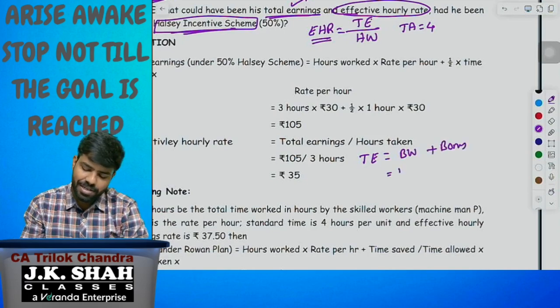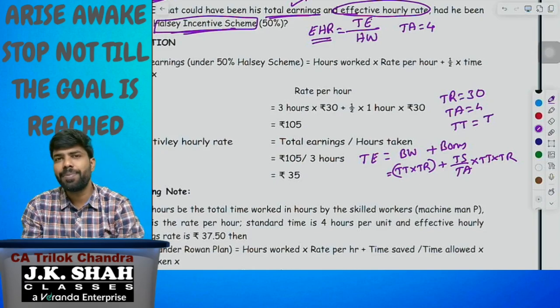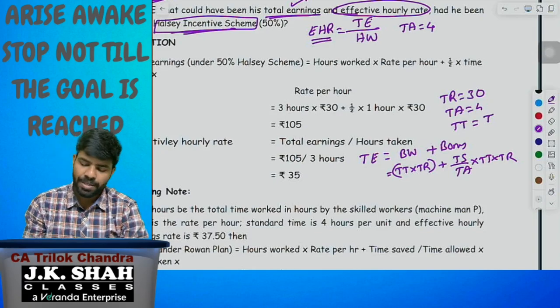Now, to calculate total earnings, we all know that total earnings equal basic wages plus bonus. Basic wages is time taken into timely rate. Bonus is time saved divided by time allowed into time taken into timely rate. Timely rate given in the question is 30 rupees. Time allowed is given as 4. Time taken, let us take it as T.